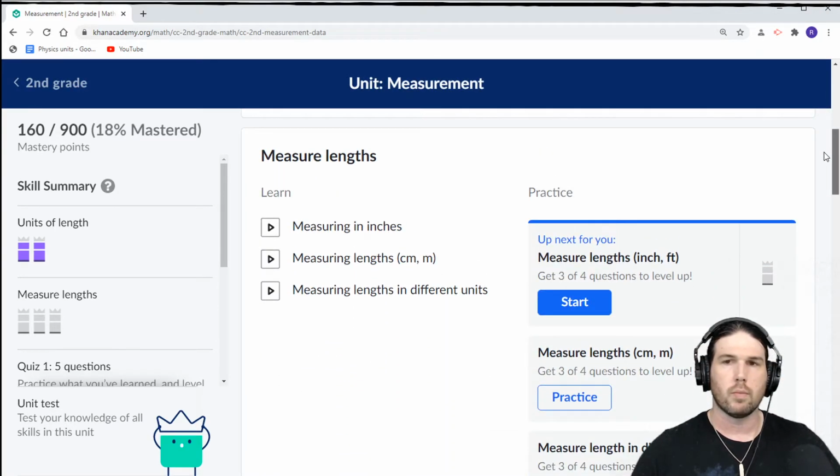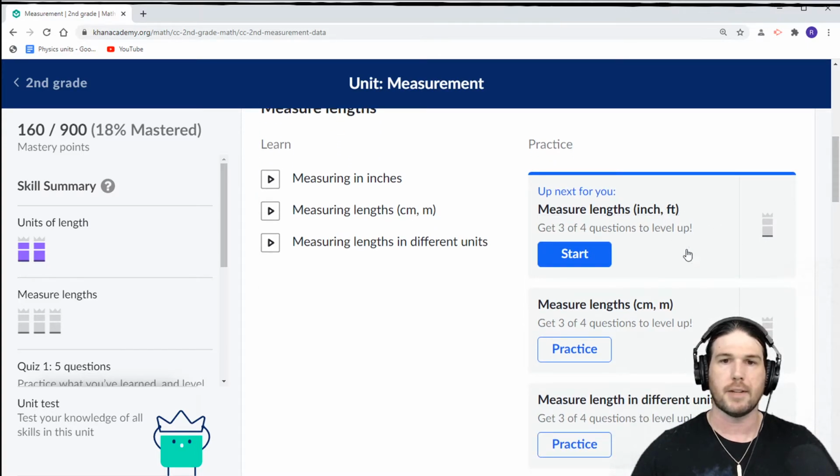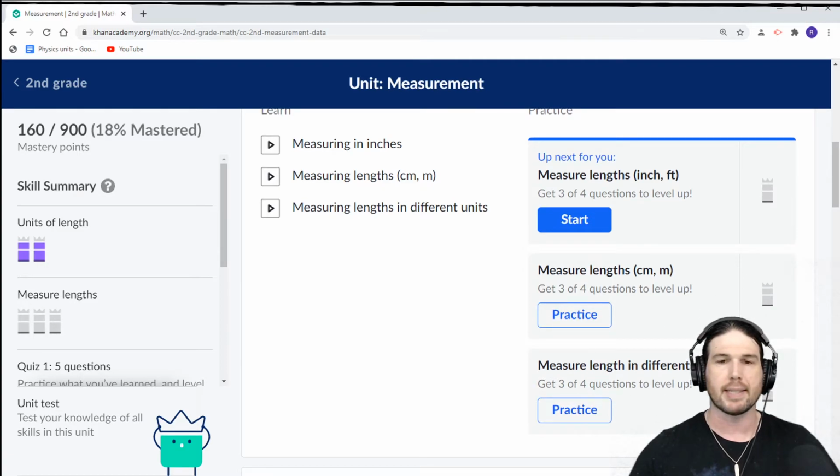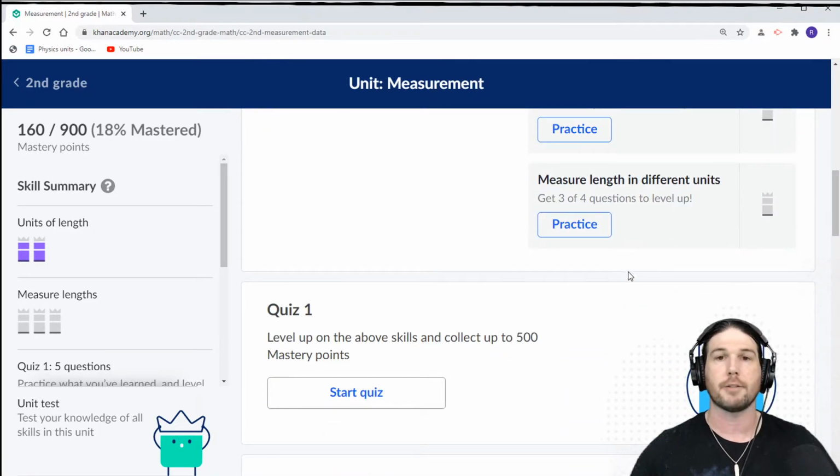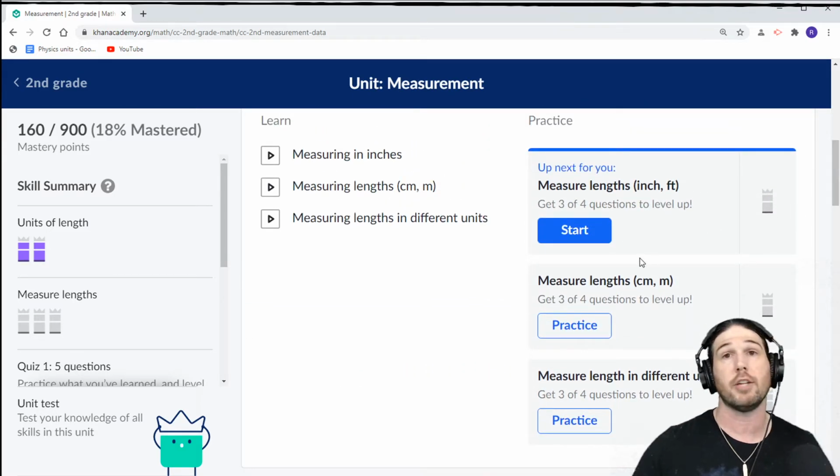So now we're going to check out measuring lengths, and we're going to use inches, feet, as well as centimeters and meters. And then there will be a practice set, it looks like, where we're going to have to sort of switch back and forth between the two. So let's start with inches and feet.